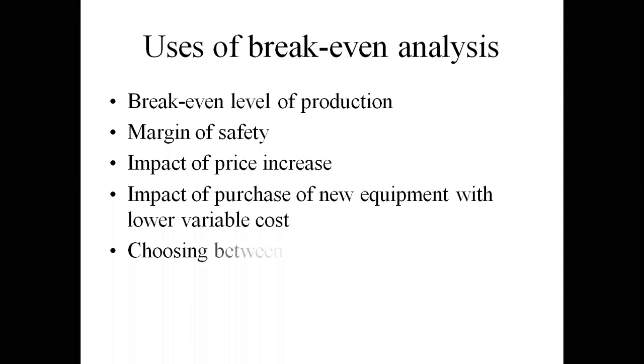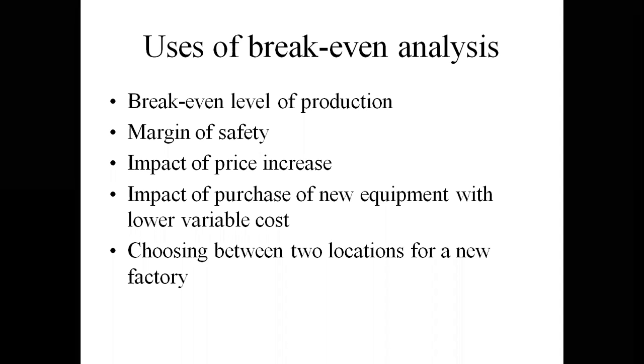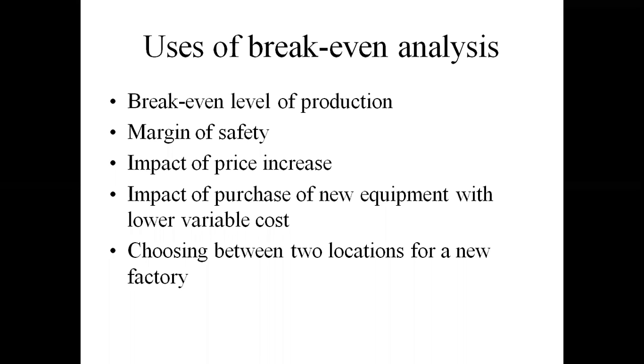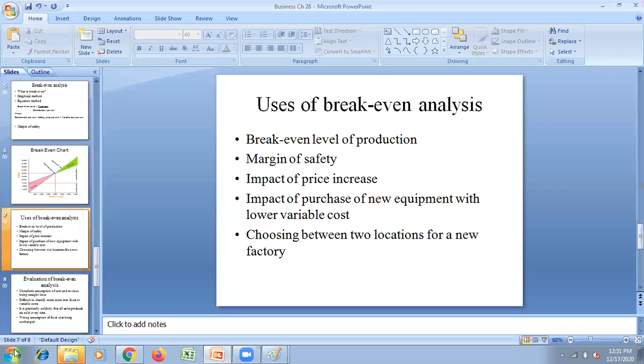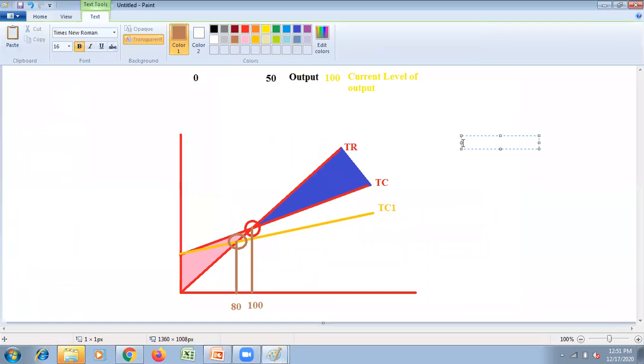Similarly, if I talk about choosing between two locations for a new factory, again, you can use the break-even chart to see where break-even comes early. Let me give you an example. For example, there is a business. Let me use the paint. Now, let's say there are two options, two locations: location A, and location B. And location A looks more profitable.